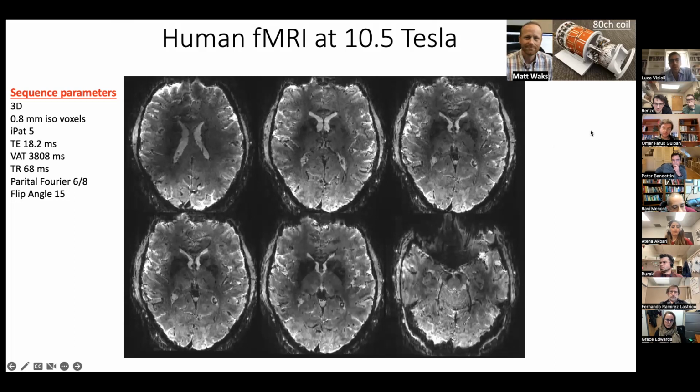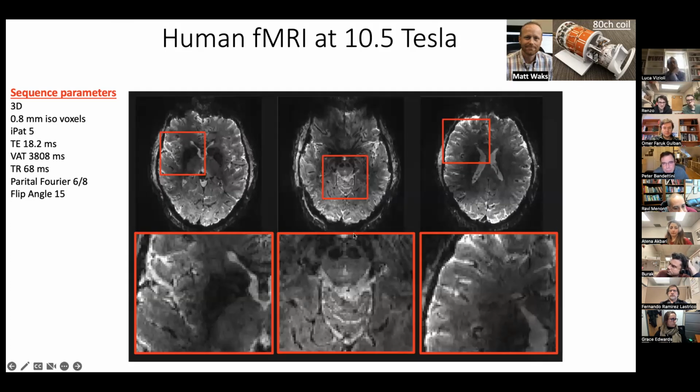So this is an example of 0.8 isotropic voxels, 3D EPI with a volume acquisition time of just under 4 seconds. These are single image EPI. There's no NORDIC. That's exactly how they come out of the scanner. We use an 80-channel coil developed by Matchbox to acquire this data. I just want to highlight the quality of these images. Again, single image EPI, no NORDIC, just as they come out of the scanner.